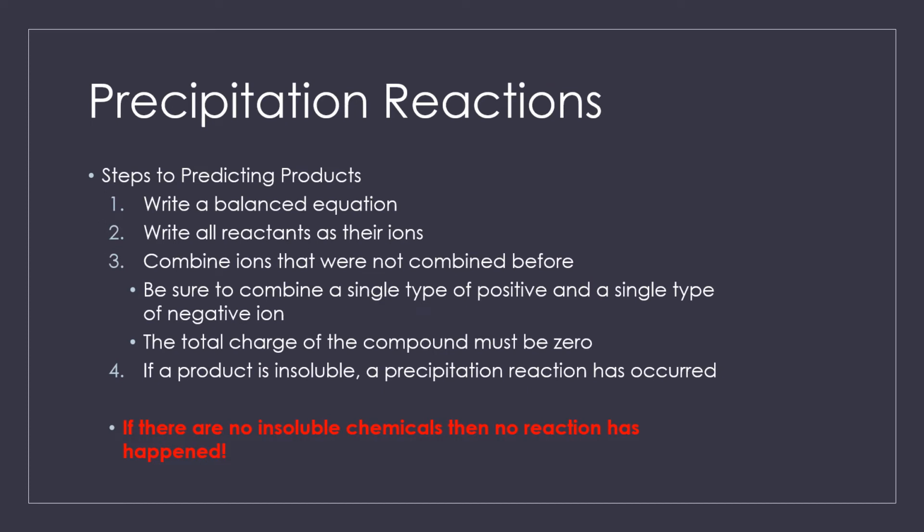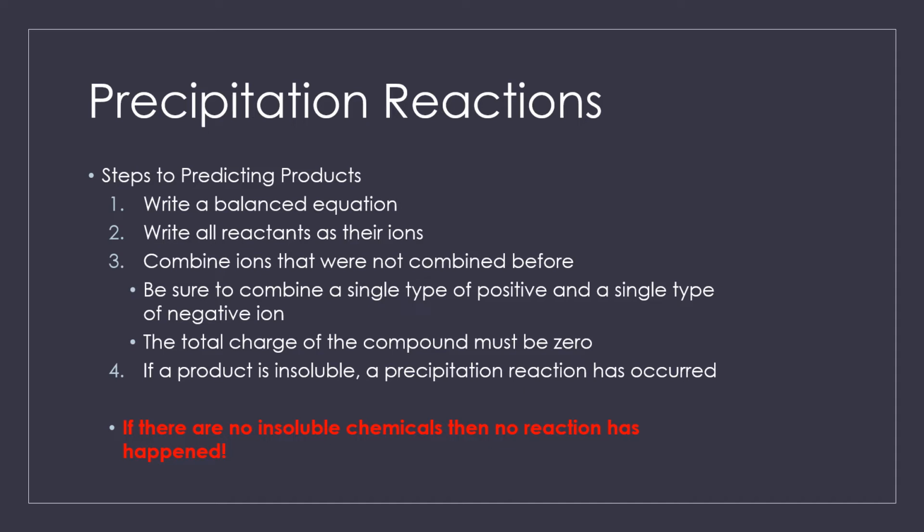So, precipitation reactions have a special way that we write them, and we're going to go over those steps right now. So the very first thing you need to have when you're doing a precipitation reaction is a balanced equation. Then you're going to rewrite the equation with all of the reactants as their individual ions. So you're going to break up your compounds into their individual ions. Then you're going to combine the ions that were not combined before.